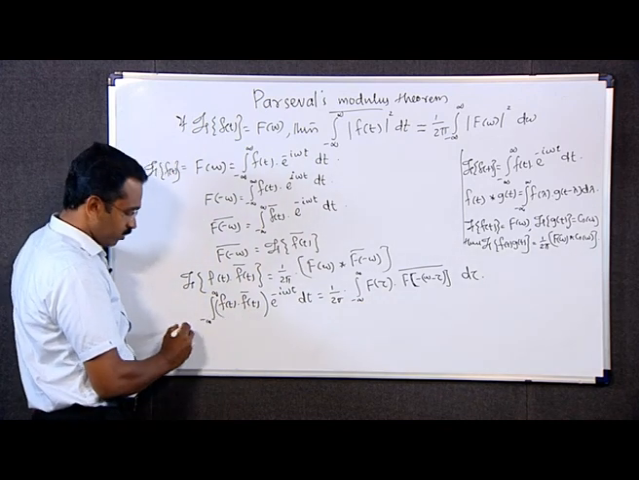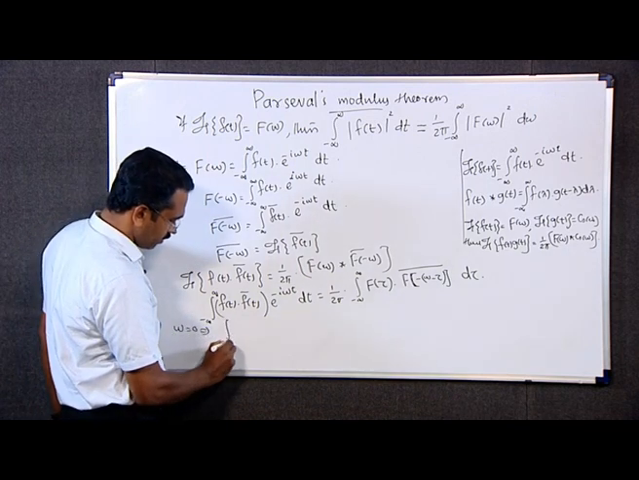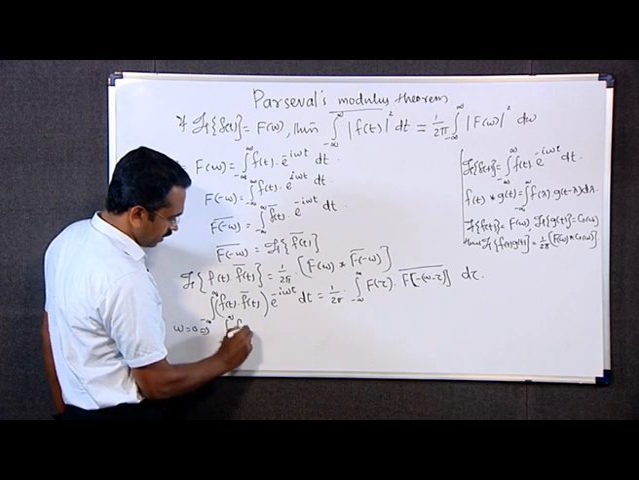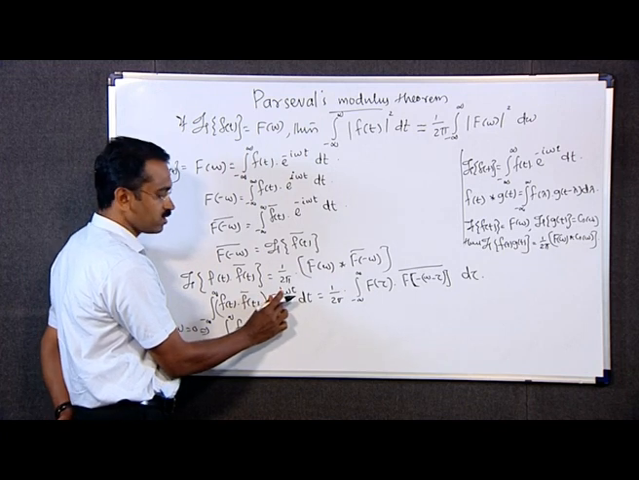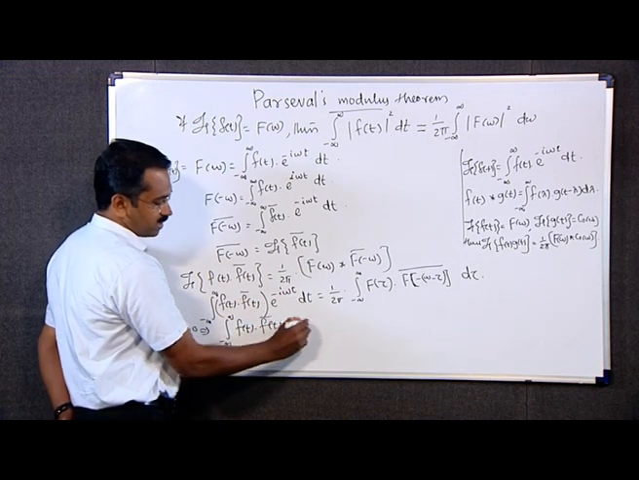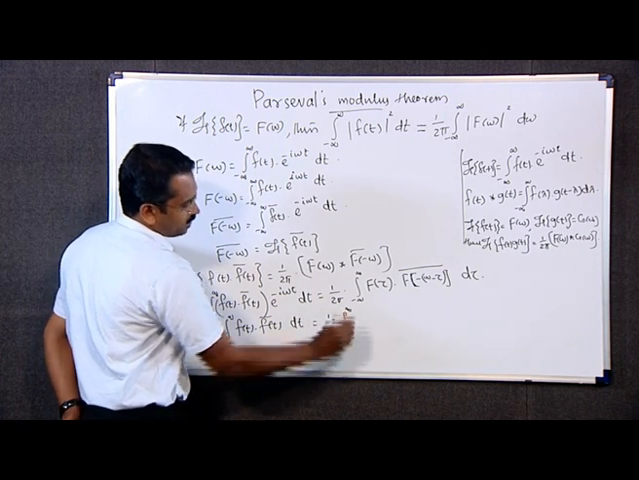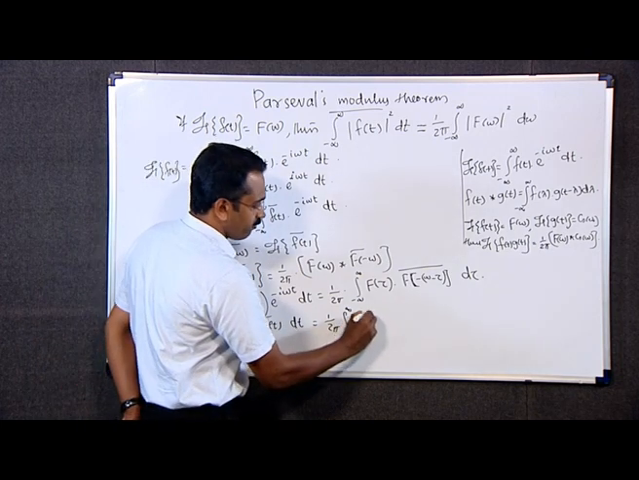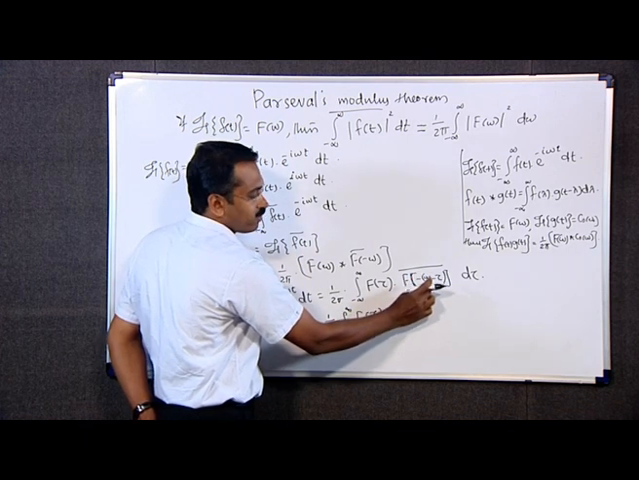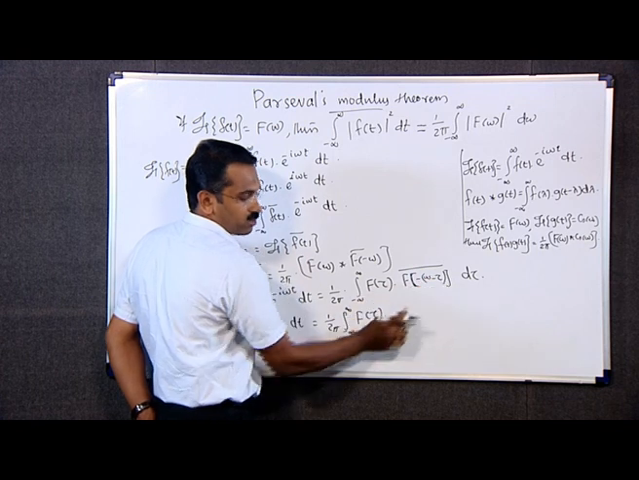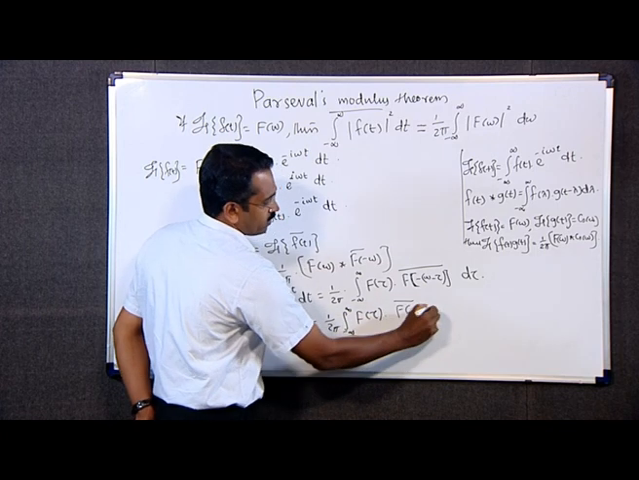In this expression, put omega equal to 0, which gives the integral from minus infinity to infinity of f of t into f of t conjugate. Here e raised to 0 is 1, therefore this into dt is equal to 1 by 2 pi into the integral from minus infinity to infinity of f of tau into, here omega equal to 0 means this is negative of 0 minus tau, that is negative of negative tau, that is tau, f of tau conjugate d tau.